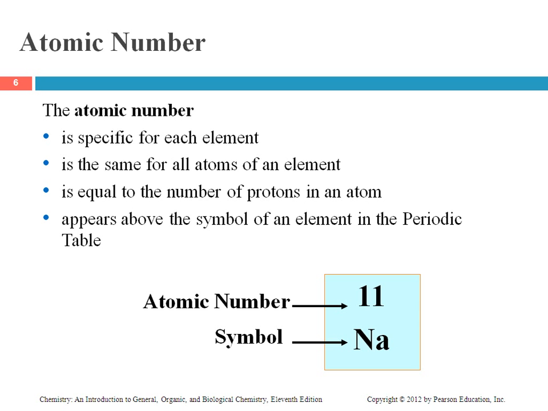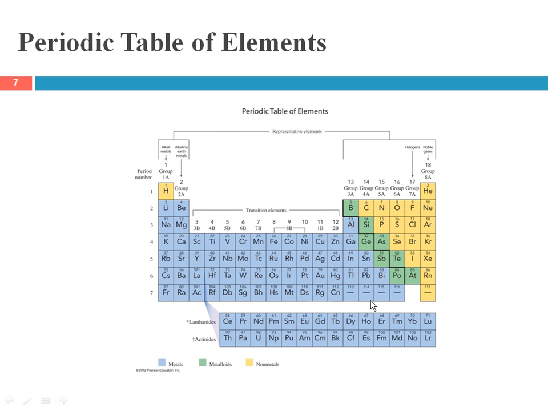And it's equal to the number of protons. And you will see this number appear above the symbol of an element in the periodic table. So if we go back and look at the periodic table, you can see these numbers above the symbols are the atomic numbers, and they represent the number of protons in the atom.